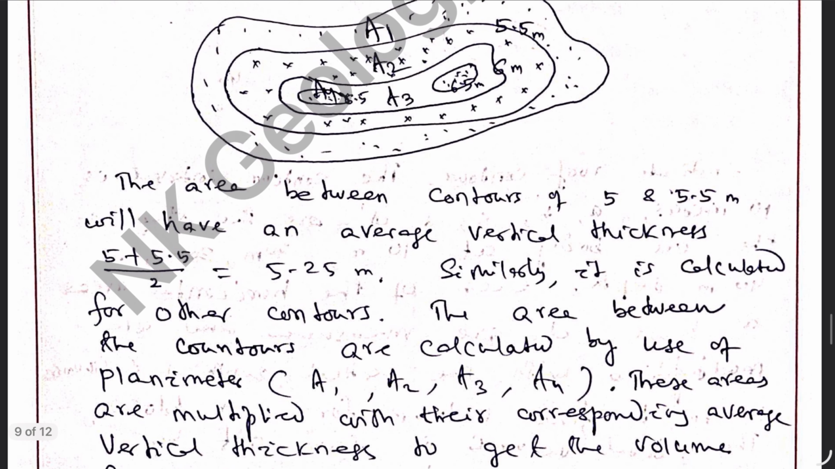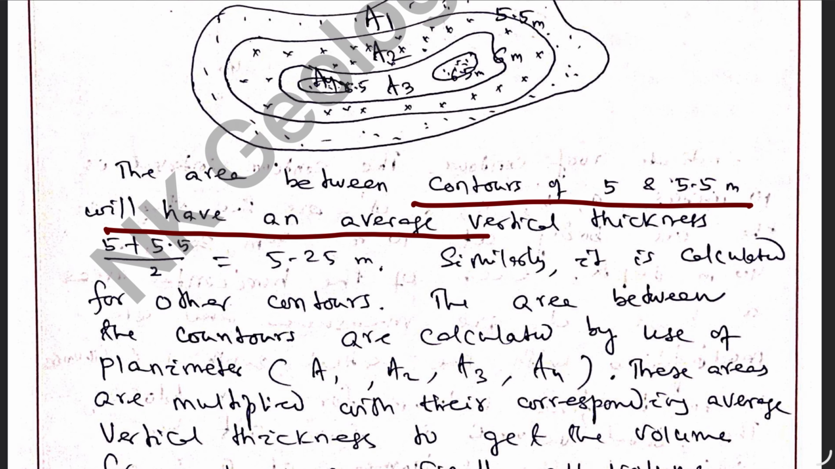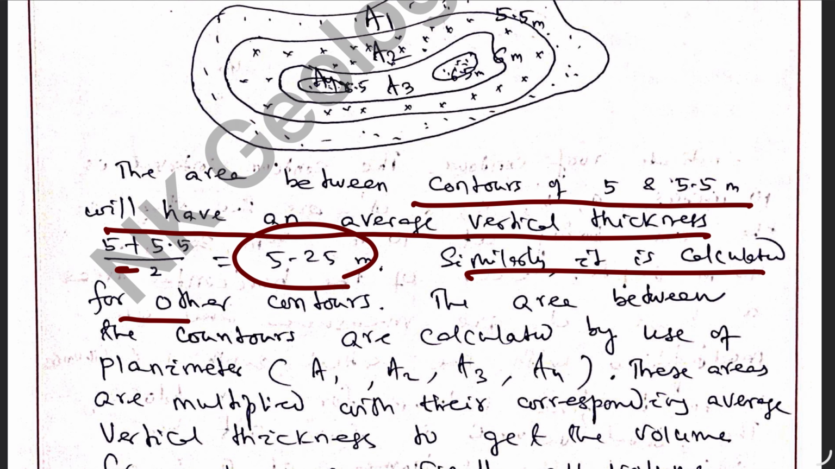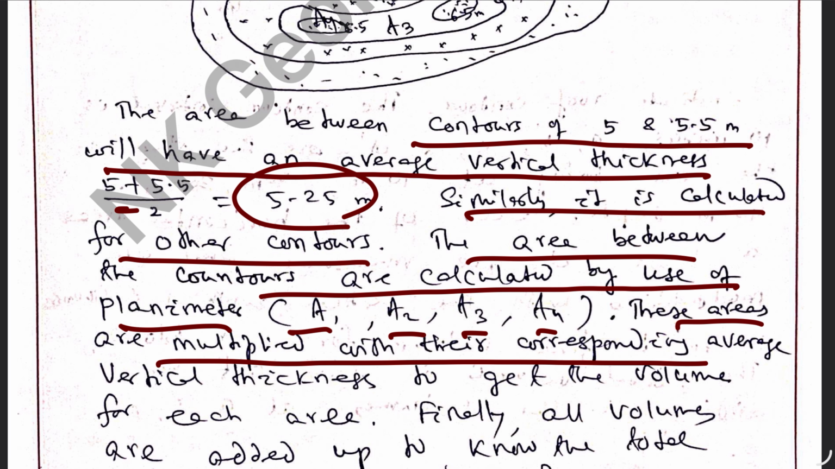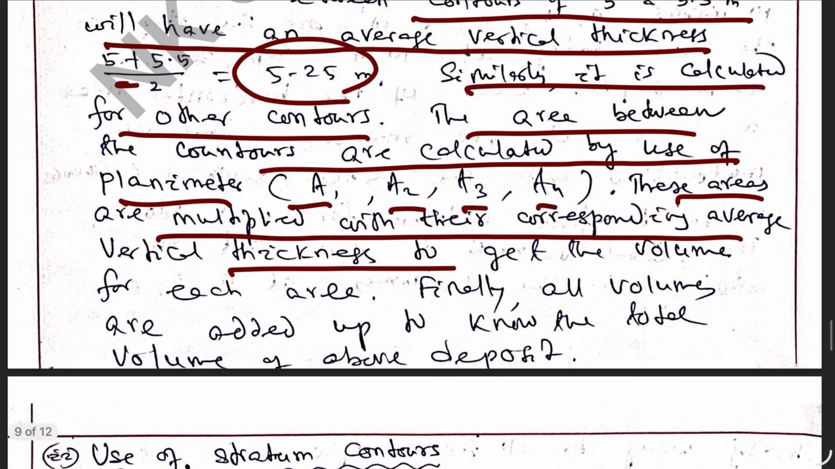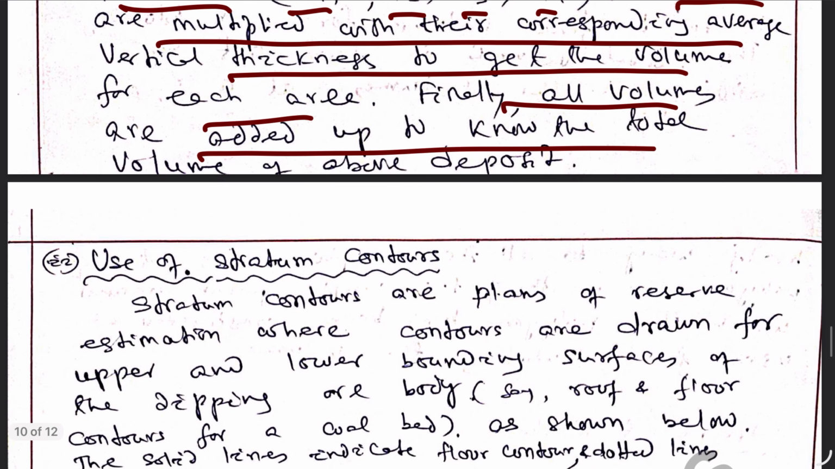So the area between the contours of 5 and 5.5 meter will have an average vertical thickness of 5.25. Similarly, it is calculated for other contours. The areas between the contours are calculated by use of a planimeter, such as A1, A2, A3, A4. These areas are multiplied with their corresponding average vertical thickness to get the volume for each area. Finally, all the volumes are added to know the total volume of the above deposit.